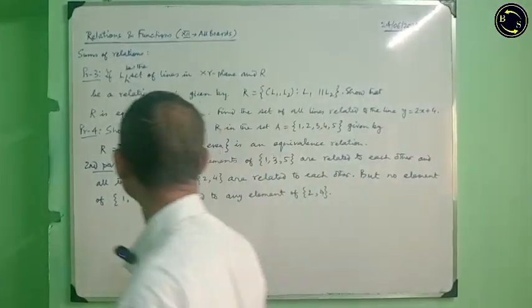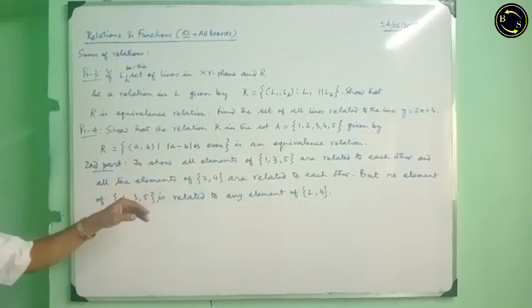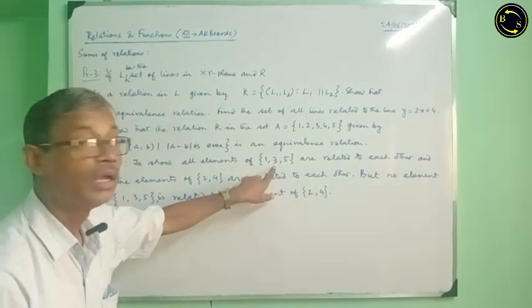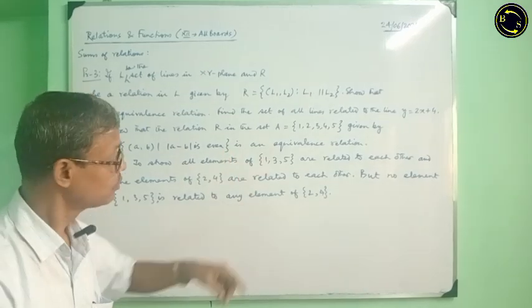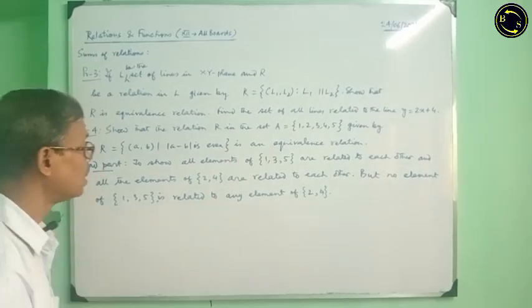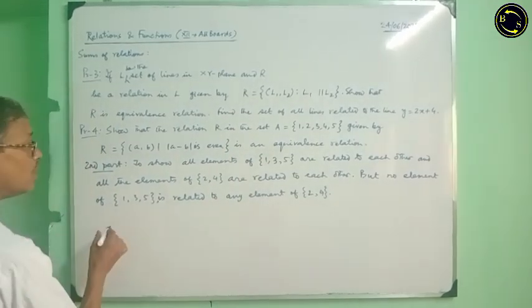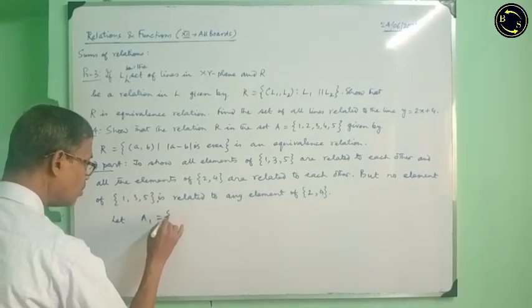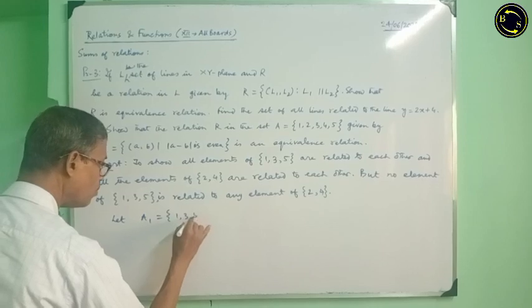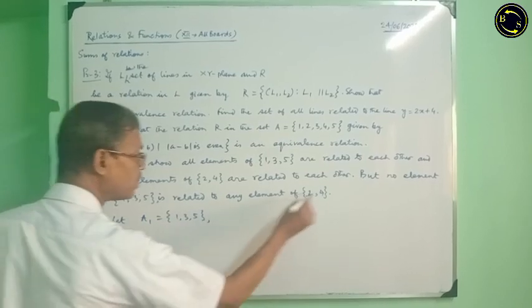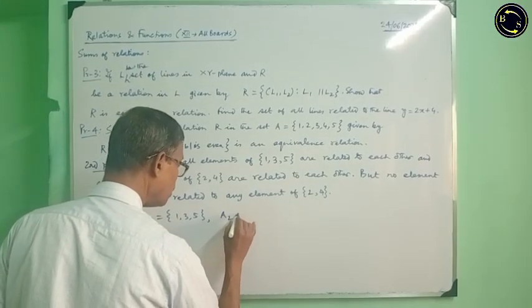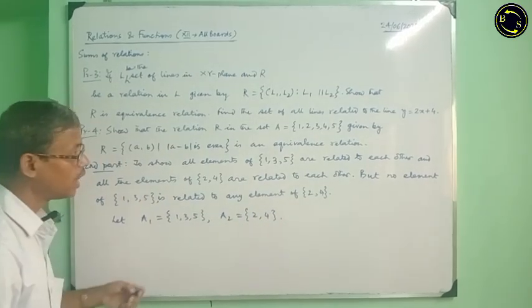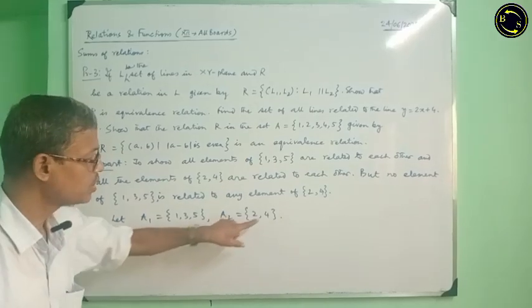This question has a second part, this one. We have to show all the elements of {1, 3, 5} are related to each other. First one. And take this one. I have taken this set as A1 and this set as A2.